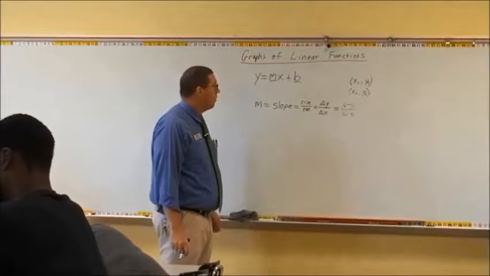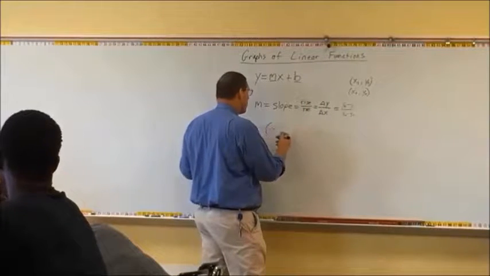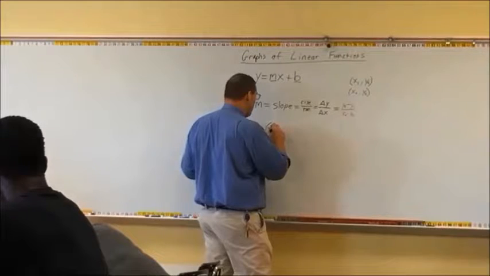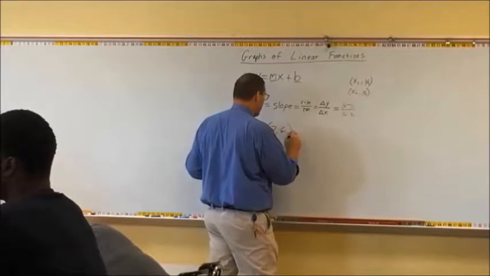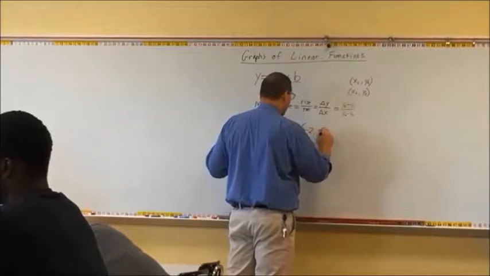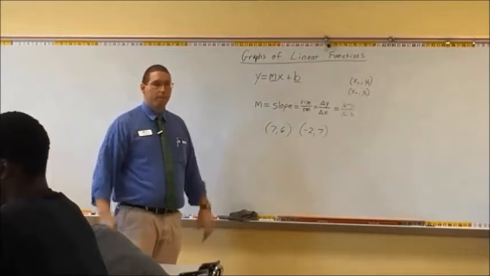So here's what will happen. You might be given 2 points and you might be told, hey, there's a line that passes through these 2 points: 7, 6 and negative 2, 7. What is the slope of that line? Go ahead and try it.